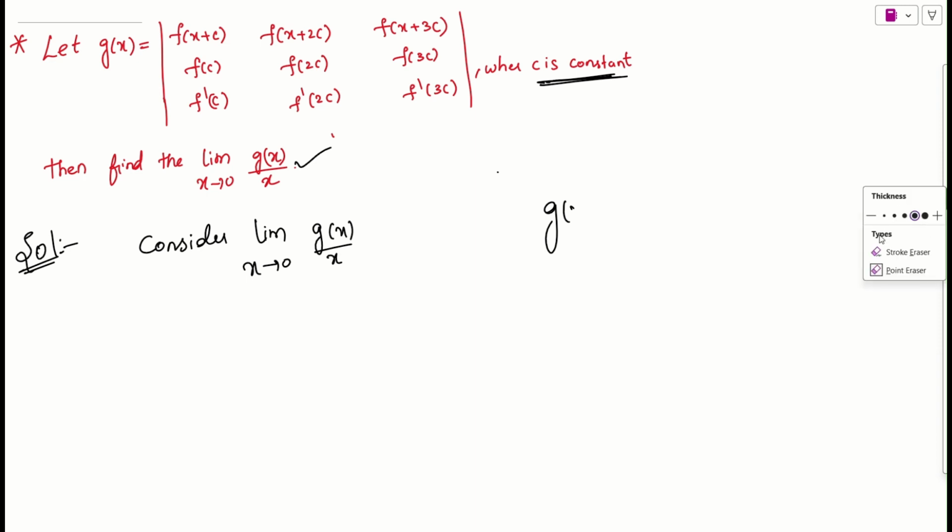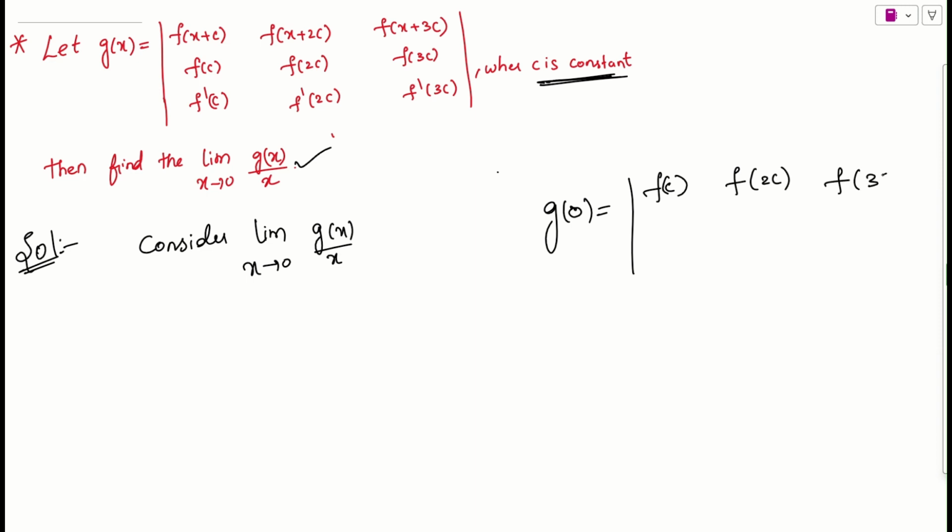Take it as 0. What will we get here? This is g of 0, which means f of 0 plus c will be c, f of 0 plus 2c will be 2c, and f of 0 plus 3c will be 3c. Wherever x is there, I'm just replacing it with 0 in the f of x, g of x function. In the second row there is no x term, so I'll write it as it is: f of c, f of 2c, and f of 3c. In the third row also there is no x function, so I'll write it as it is: f dash of c, f dash of 2c, and f dash of 3c.